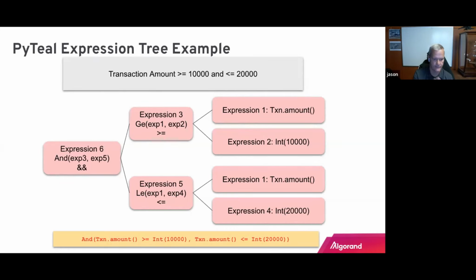And you can see the And, transaction amount greater than or equal to 10,000, comma, transaction amount less than or equal to 20,000. So that right there in the yellow is actual PyTeal code. Now, that may seem somewhat hardcore structured, but one thing that's important to know is PyTeal has a complete set of flow control elements that allow portions or entire trees to be replaced or substituted based on conditions.